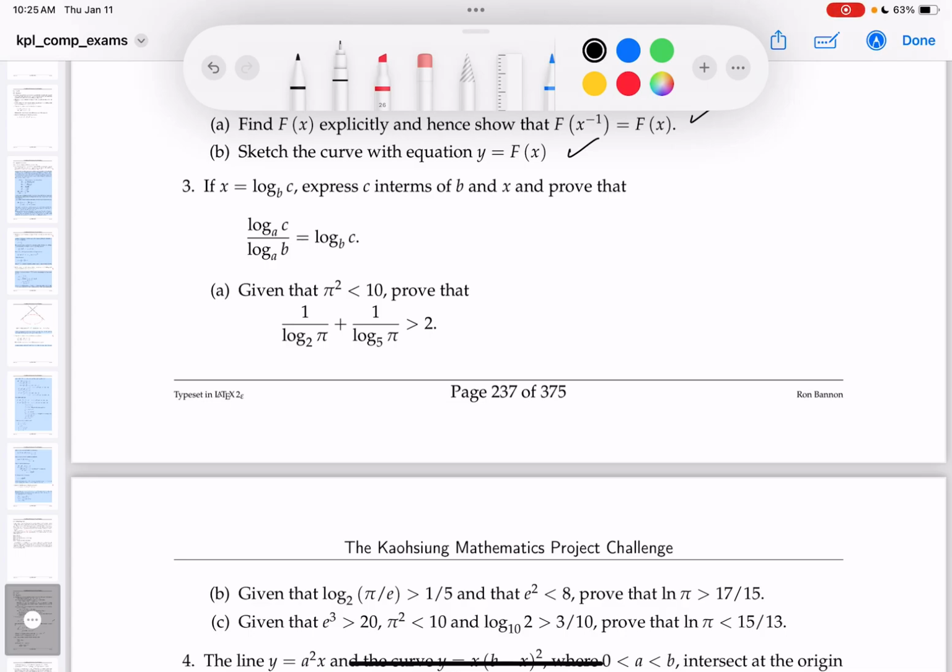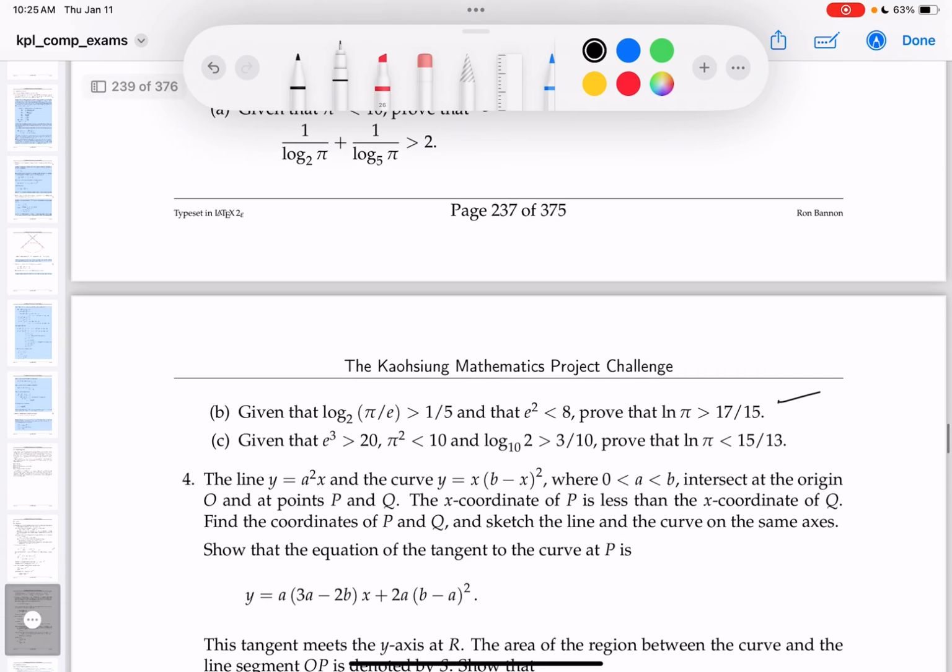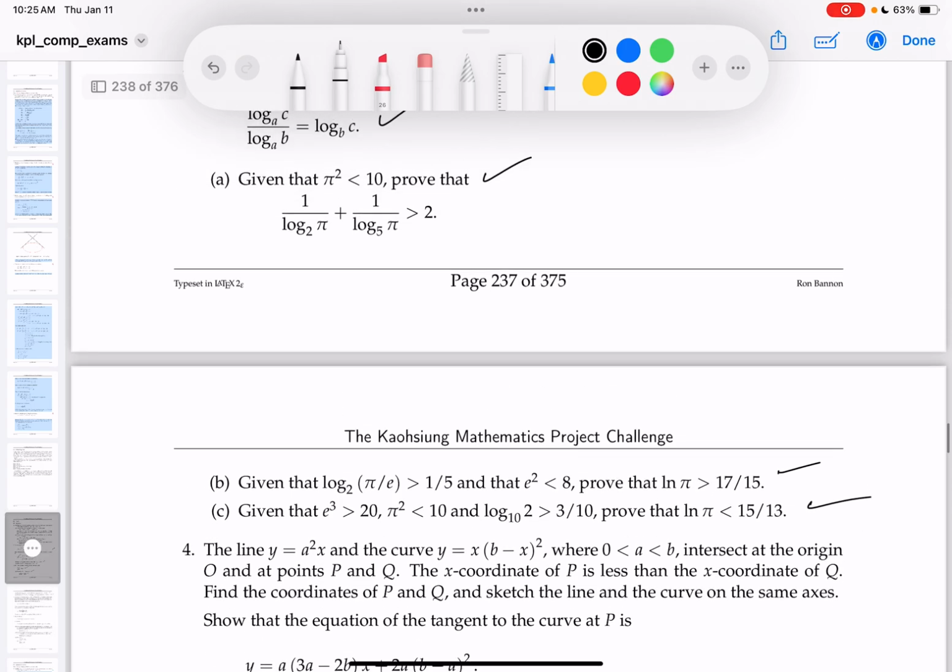Okay, number three. We just finished doing this thing over here, and then someone says, why would they ask you to do that? I guess to verify that it's true, by the way. And then they're going to ask you these parts over here, part A, part B, and part C. We'll do one at a time. I'm going to go to part A, and part A says, given that pi squared is less than 10, it's reasonable. Prove that this is true.